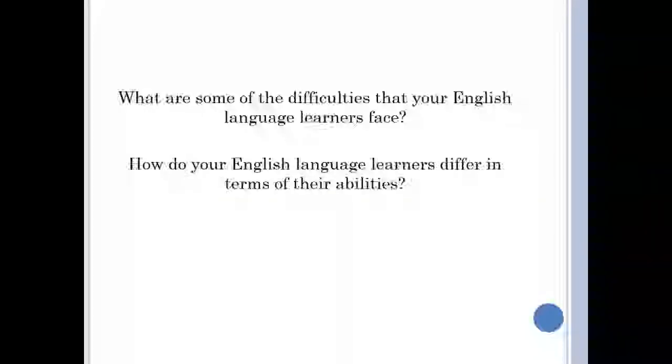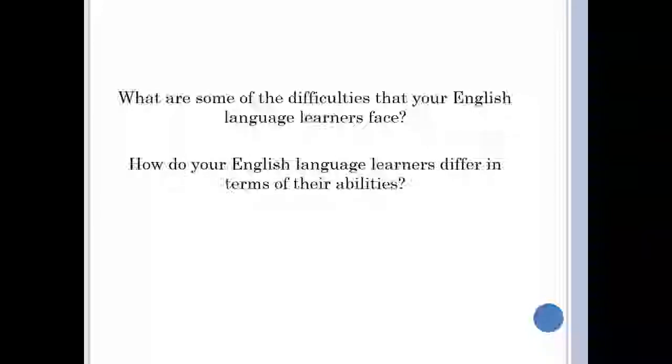So with that, I want to start with two questions. We're a Hispanic serving institution. A lot of our students speak English as a second language, so I know that they're in your classes. So what are some of the difficulties that you've seen or witnessed that they face? And have you noticed that they differ in terms of their abilities? What do you guys think, Mary?